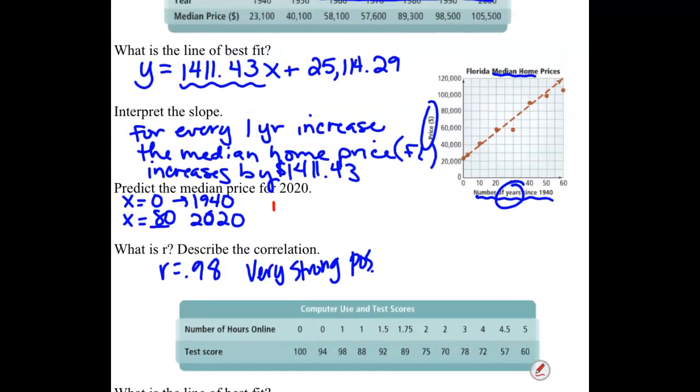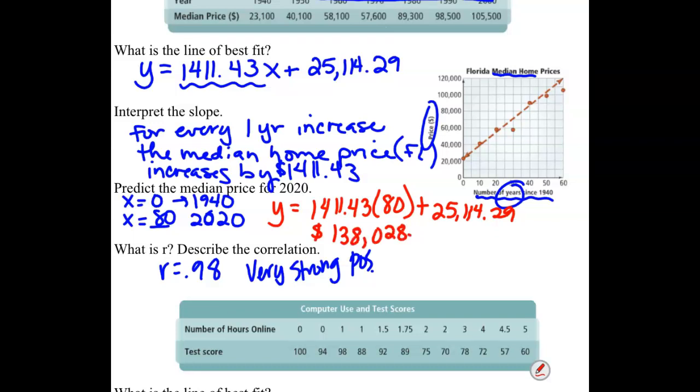So we're going to have our Y value, $1,411.43 times 80 years plus $25,114.29. When we add that all up, again, you can pause and use your calculator. You get a median home price of $138,028.69.